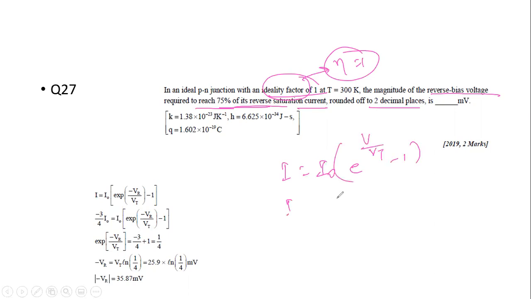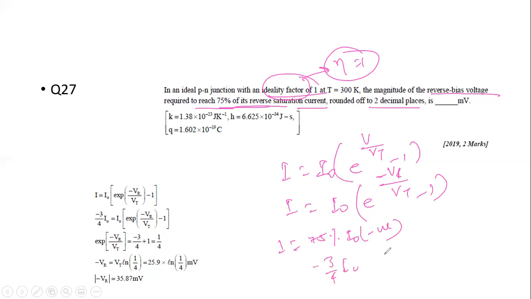So this I equal to I naught e raised to power minus Vr by Vt minus 1. This is the reverse bias voltage, and just reverse directions. So this is I equal to 75% of I naught, and which is a negative sign because of reverse directions. So minus 3 by 4 times of I naught equal to I naught e raised to power minus Vr by Vt minus 1. Just solve this one and you will get the minus Vr mod value equal to 35.87 millivolt.